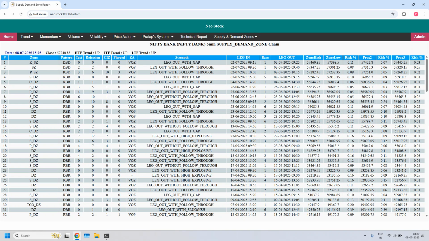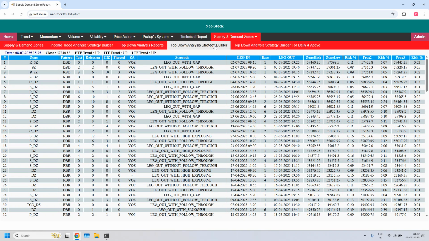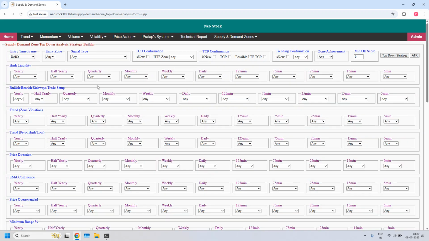So we have completed the generation of both Nifty and Bank Nifty supply demand zone chain reports. Next we will look into sideways, bullish and bearish trade setups for monthly, weekly, daily and hourly income trades. First, sideways long trade setup for monthly income trade, entry time frame daily, entry zone demand zone. Bullish, bearish or sideways trade setup at daily: I am selecting sideways long.